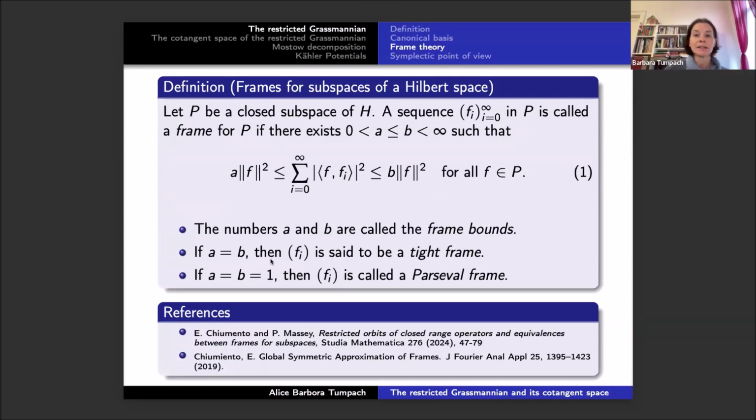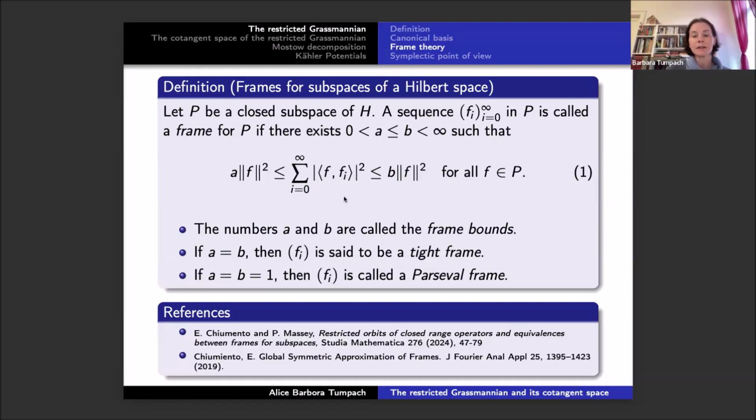So now I will go to frame theory, and I will give you some definitions. I'm sure most of you know these definitions, but let me recall what a frame is for a closed subspace P of a Hilbert space H. A frame is a sequence of vectors in P with the following bound: there is a number A times the norm of f squared as a lower bound, and a similar upper bound with another coefficient B.